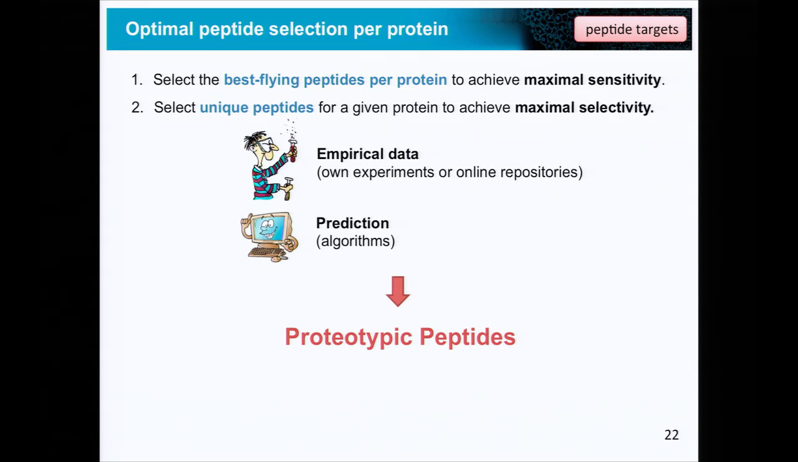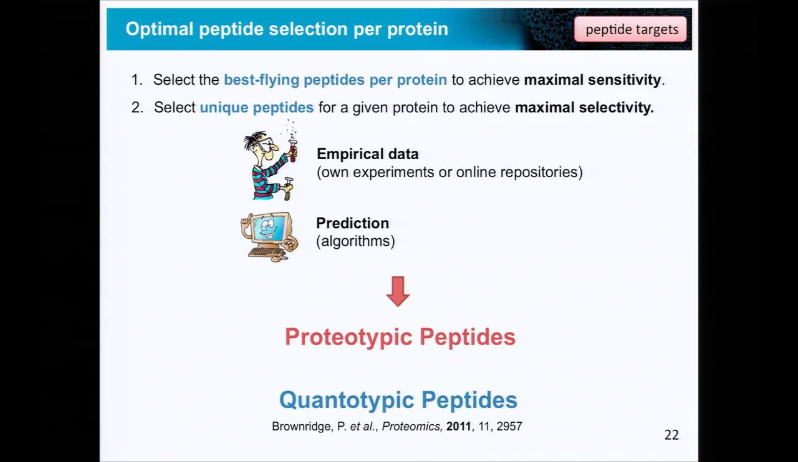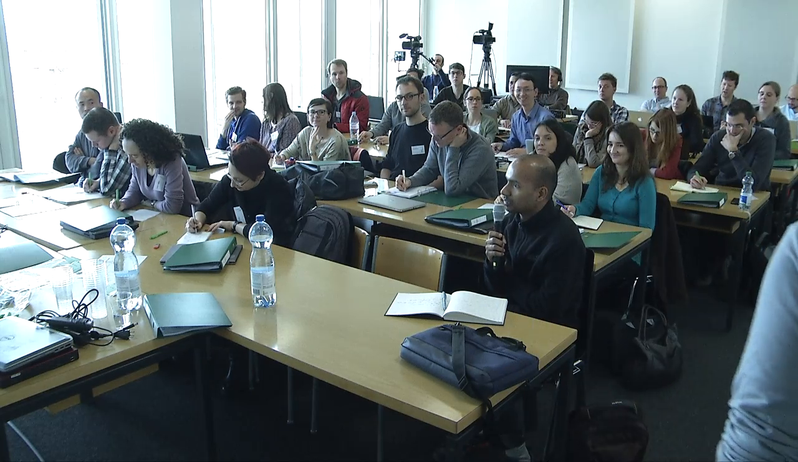However, in the last years, another term has been used a lot in the field, and that's called a quantotypic peptide. Has any one of you heard about this term before? Never? Nobody? Yeah? So could you explain what a quantotypic peptide is, do you know what it means? I'll try. It's a proteotypic peptide that's actually good for quantifying the protein. Perfect. I would have said it exactly the same way.